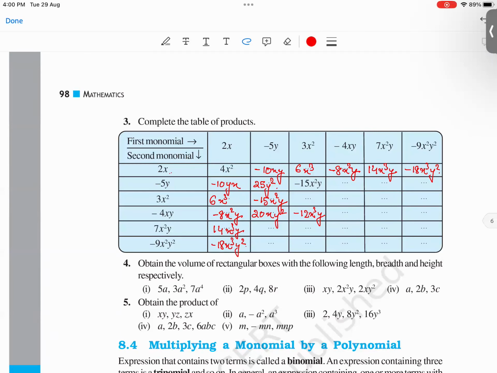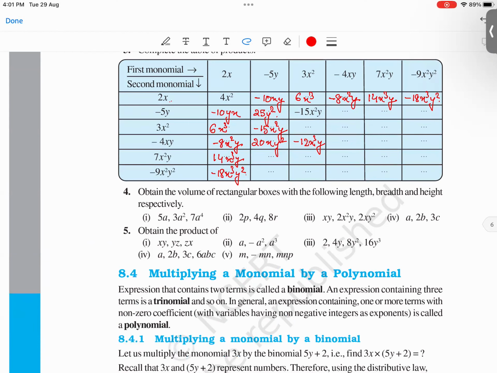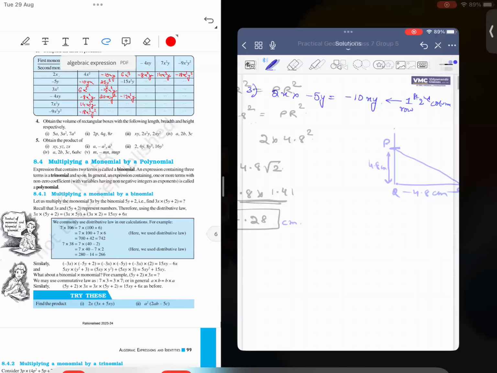Likewise, we can do. So the thing is that we have to multiply and see the variables also, as to what powers they will go. This is the main thing. Now coming to obtaining the value of the rectangular boxes with the following volume. So the volume formula, we know that it is what? Length into breadth into height.